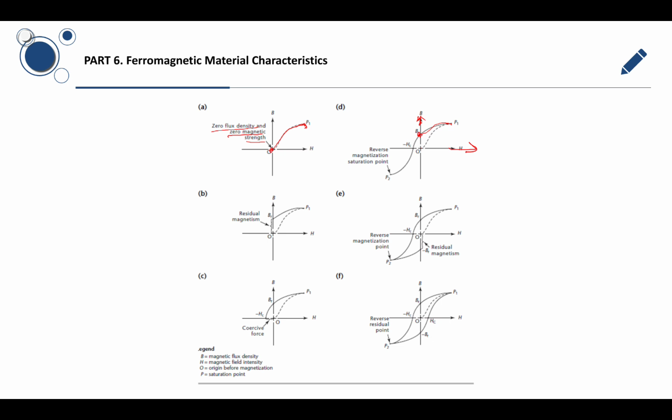Next, the coercive force, Hc. In between 0 and BR is called the residual magnetism. So Hc is the force needed to bring the flux density back to 0 after the applied field is removed. A reverse magnetic field intensity H must be applied. This is the magnetic field intensity, and here the reverse magnetic field intensity must be applied. This required reverse field is known as the coercive force. So this point is the coercive force.